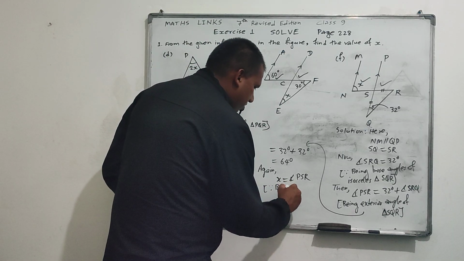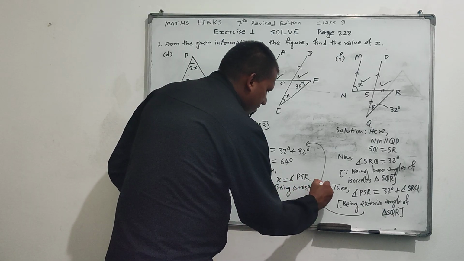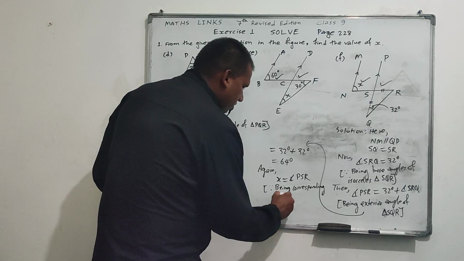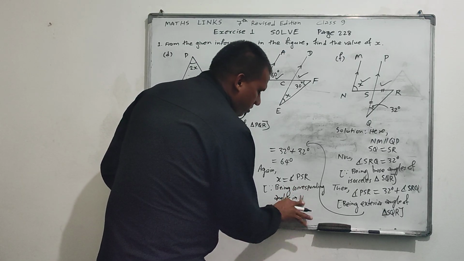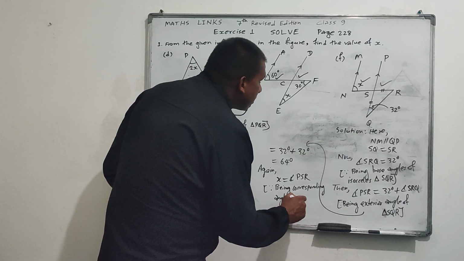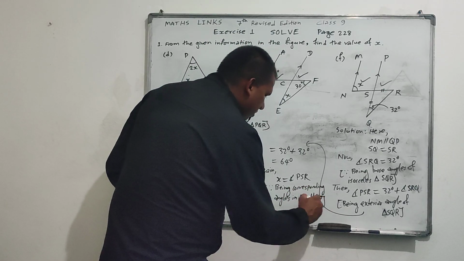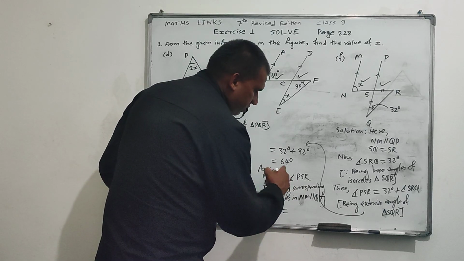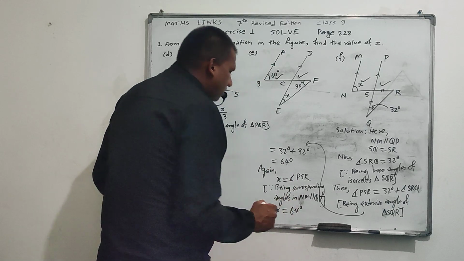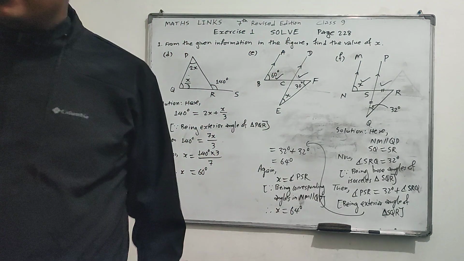Being corresponding angles in NM parallel to QP. NM parallel QP. Therefore, x equals PSR, which is 64 degrees. So x equals 64 degrees is the required value of x.